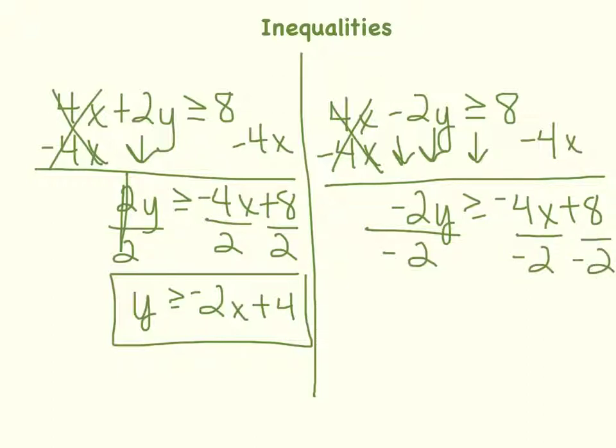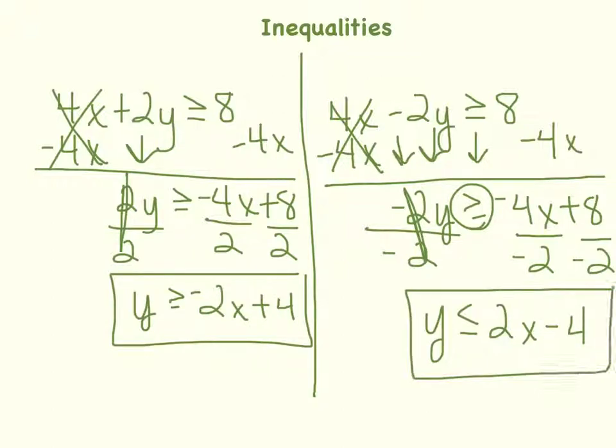Now because I divided by a negative number, when I write my final answer, I have to flip my inequality sign. Now negative 2 divided by negative 2 is 1, so I'm left with 1y, or simply y. I have flipped my inequality sign. So now I move on. Negative 4x divided by negative 2 is positive 2x. And positive 8 divided by negative 2 is a negative 4, so I write minus 4. So this solution is y is less than or equal to 2x minus 4.